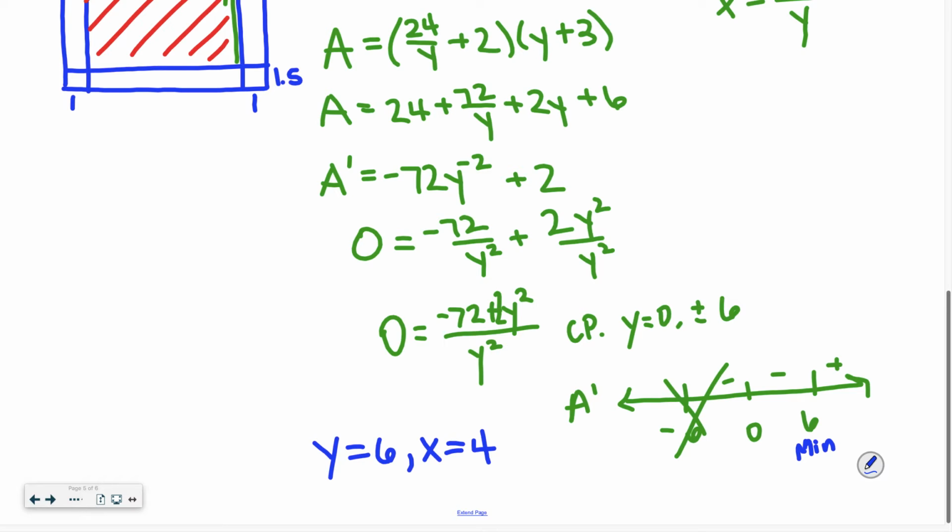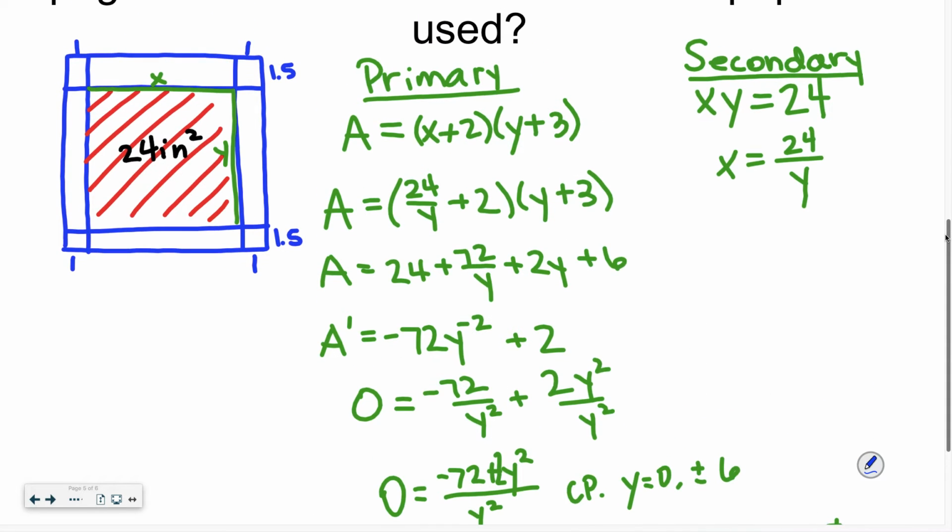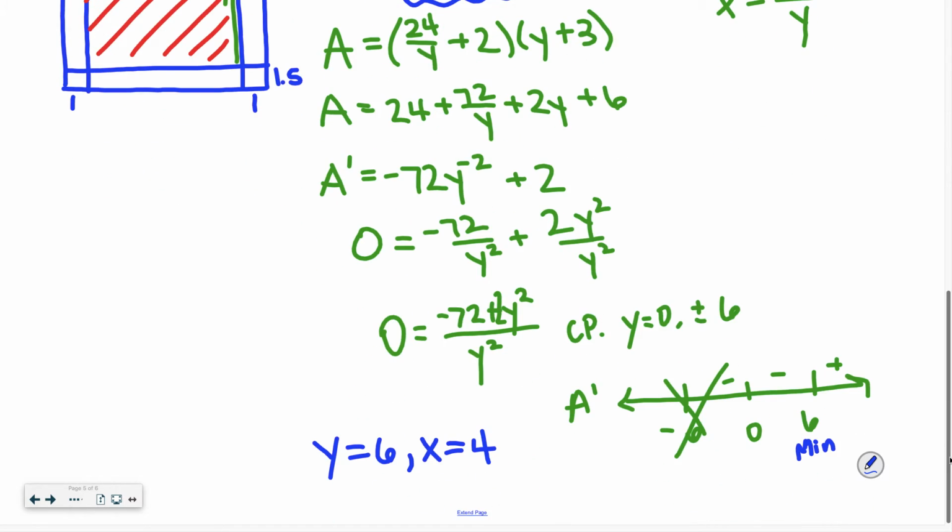However, x and y don't represent the dimensions of our piece of paper. X and y represented the dimensions where the print was. The dimensions of our piece of paper were x plus, was it 2? Yeah. X plus 2 and y plus 3. So the dimensions of our piece of paper are actually 6 inches by 9 inches.